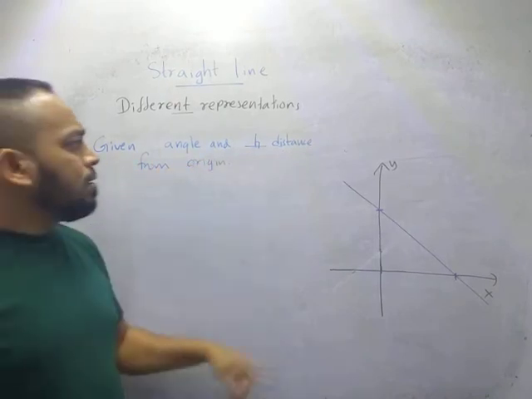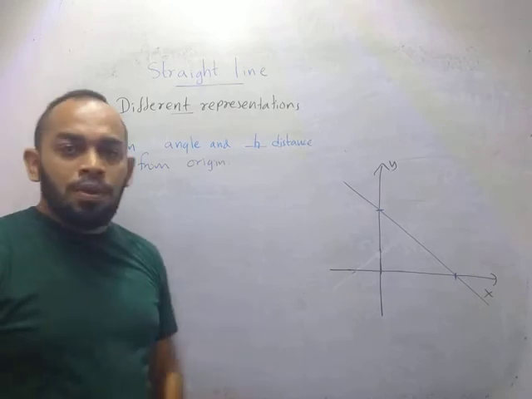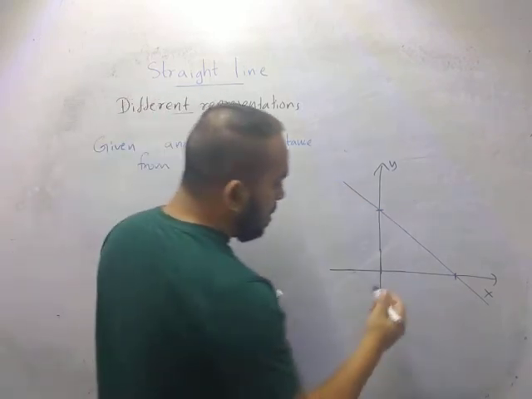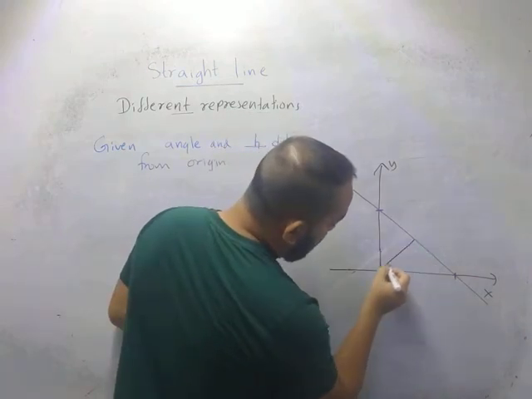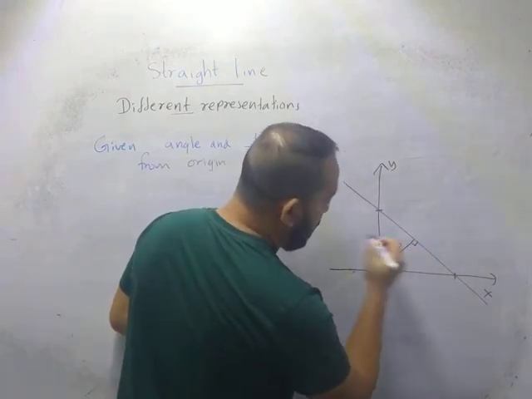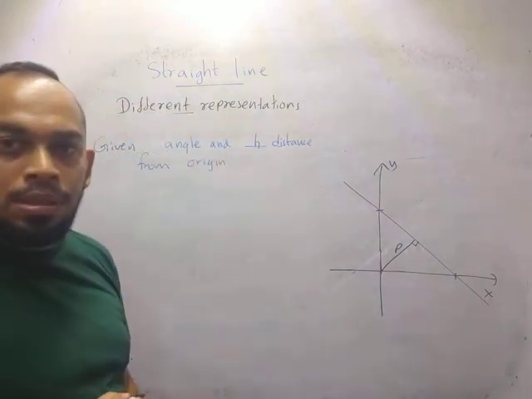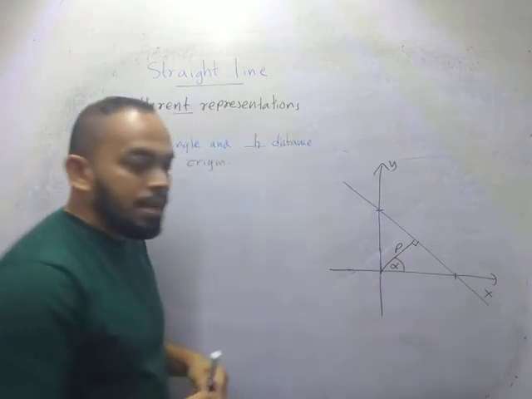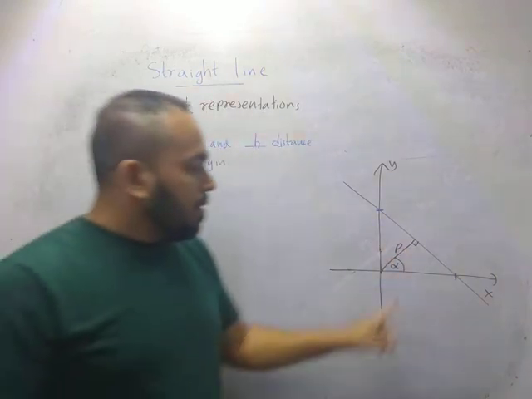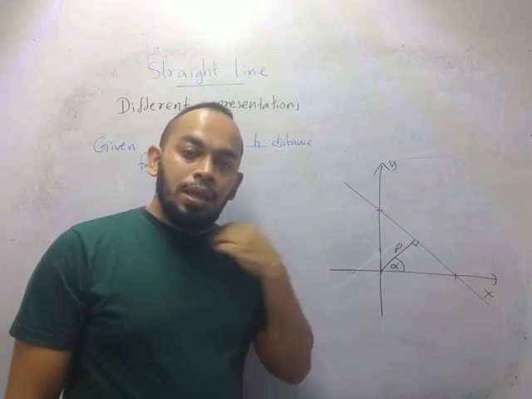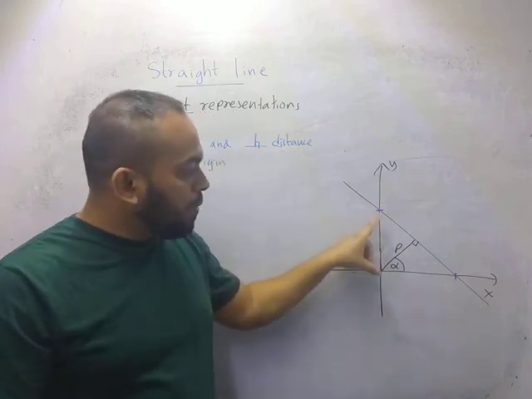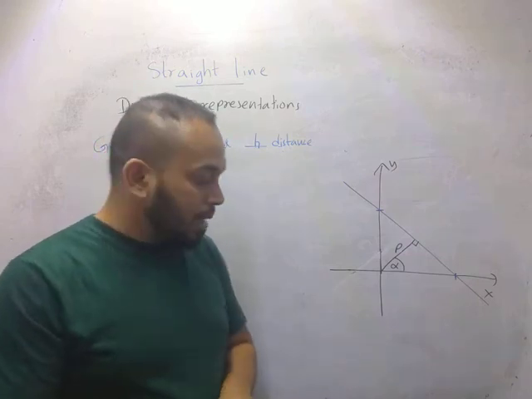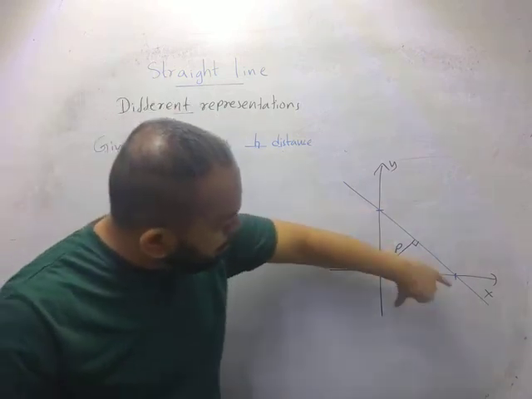So given angle and the perpendicular distance from the origin. Suppose you have a straight line, right? So what they are giving is, this perpendicular distance will be given. Let's call it P. Right? Perpendicular distance is given. And the angle this makes with the x-axis is given. Right? These two are given. Now, from the earlier representation, you know that if you know the two intercepts, then you can write down the equation of a line. So, we are going to use that technique. And we are going to find these two lengths.